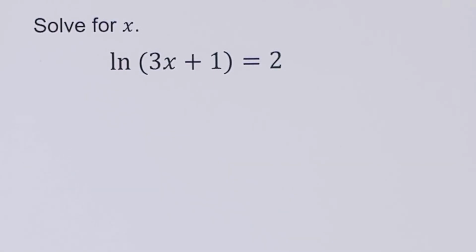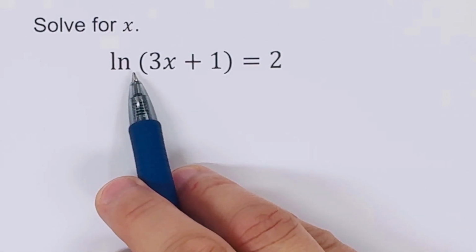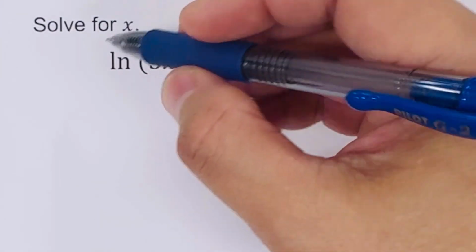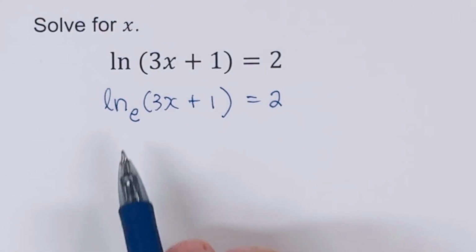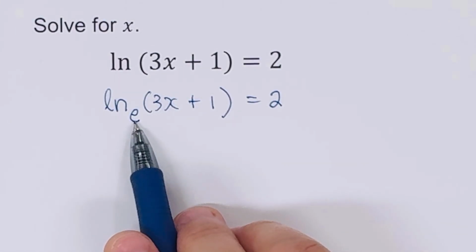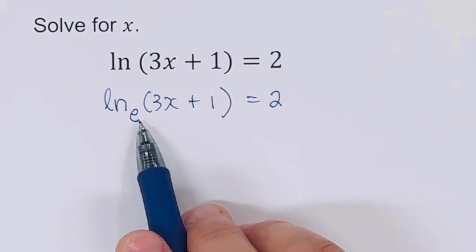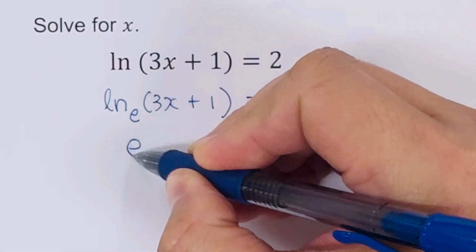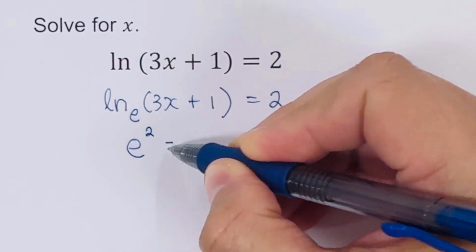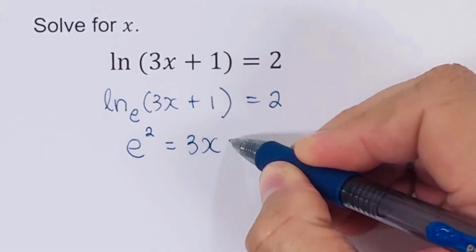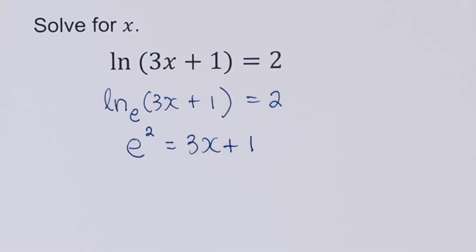Looking at this example right here, again, we always remember, so we're not lost, that there is an invisible base here of e. So we can go ahead and rewrite this. Again, this e may not be written in there, but there's an e right there. So we can go ahead and change this logarithmic expression to its equivalent exponential form. We start by writing the base e, and that is raised to the power 2 is equal to the argument 3x plus 1.